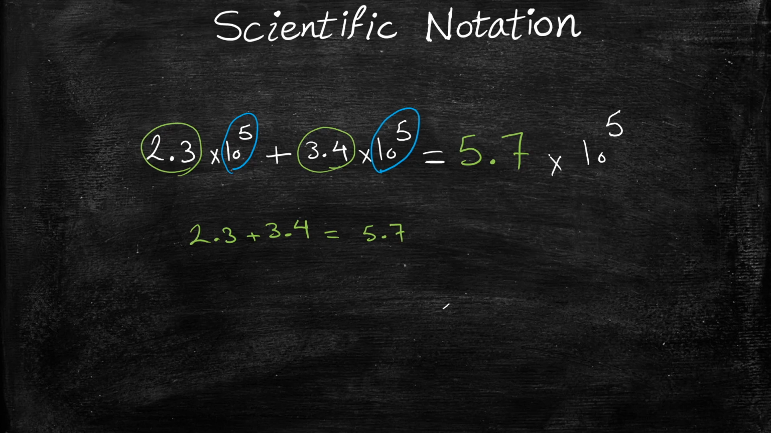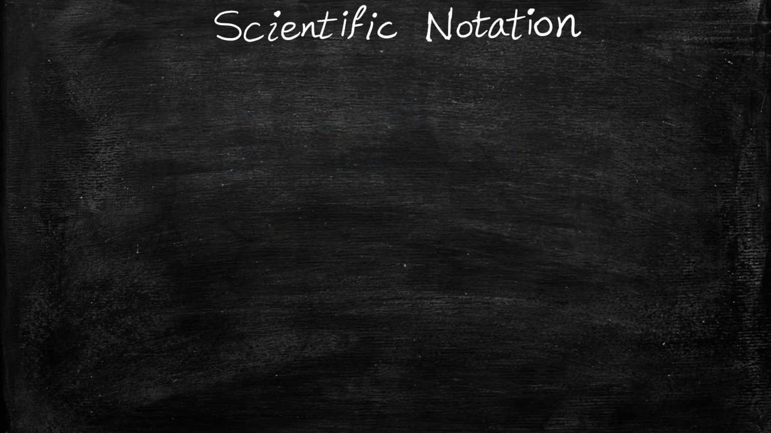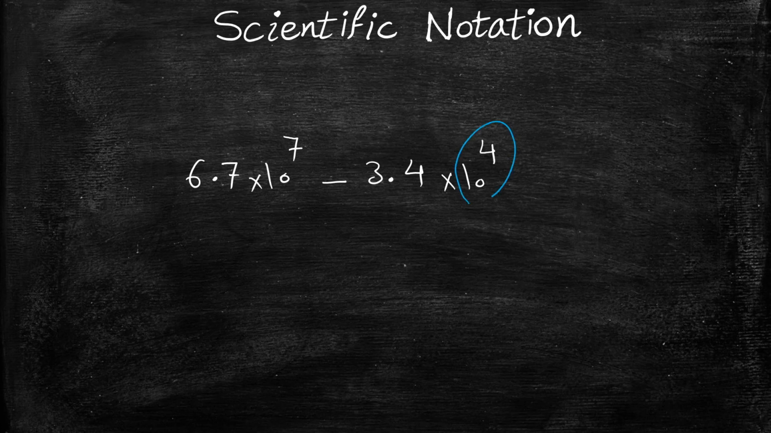Now, what if the powers are not the same? Look at this. 6.7 times 10 to the power of 7 minus 3.4 times 10 to the power of 4. Now, the tens, they don't have the same power.